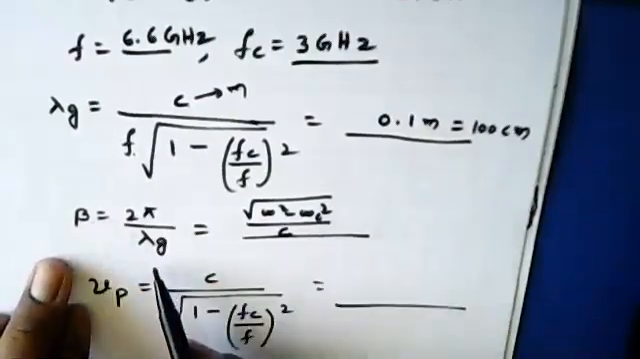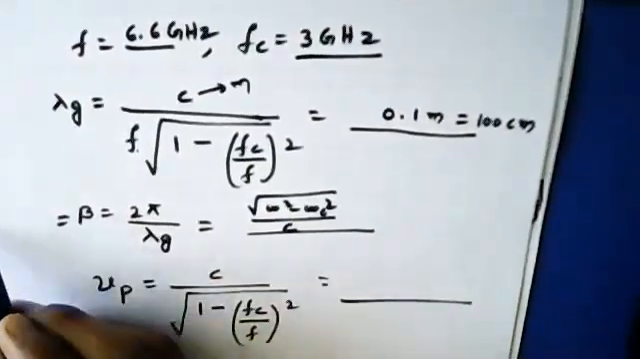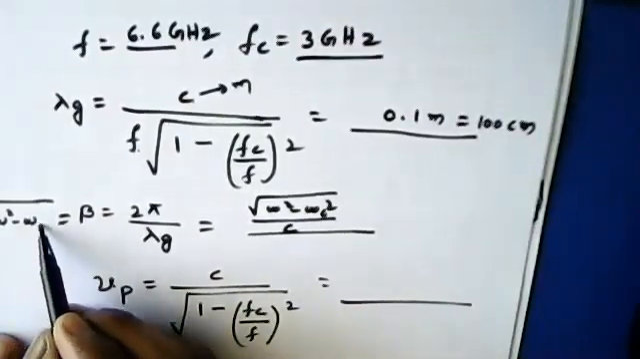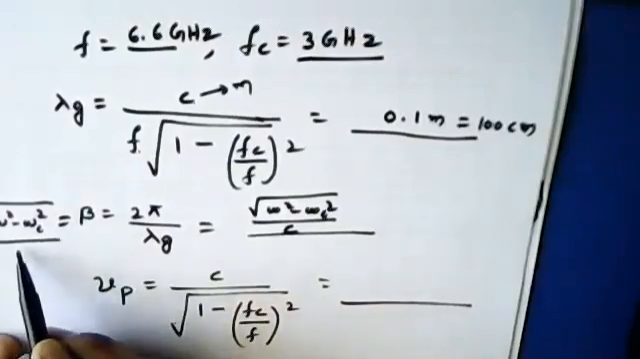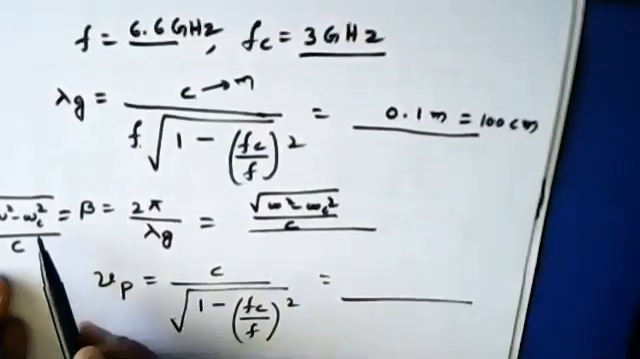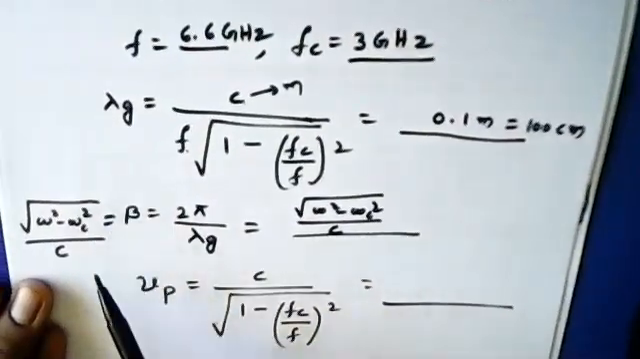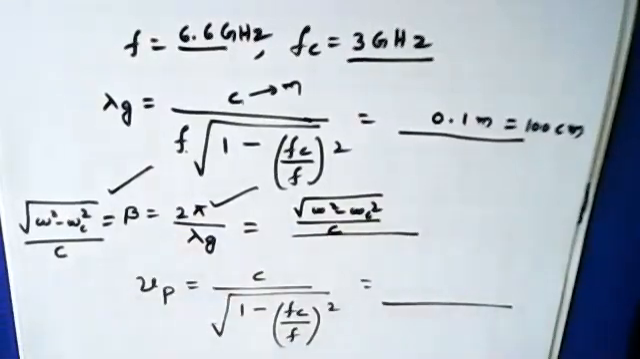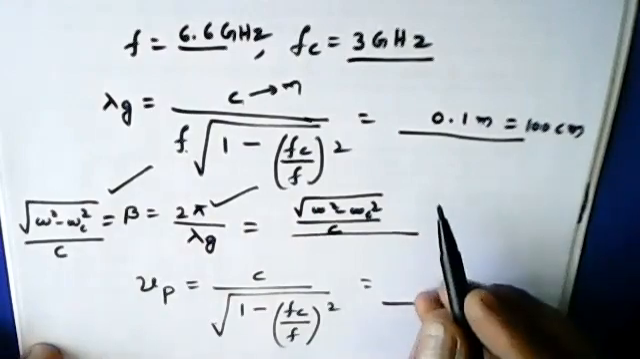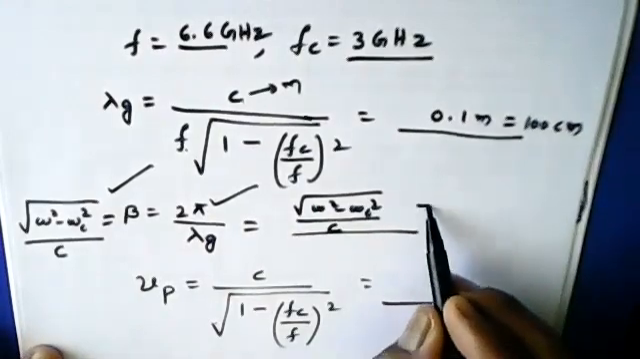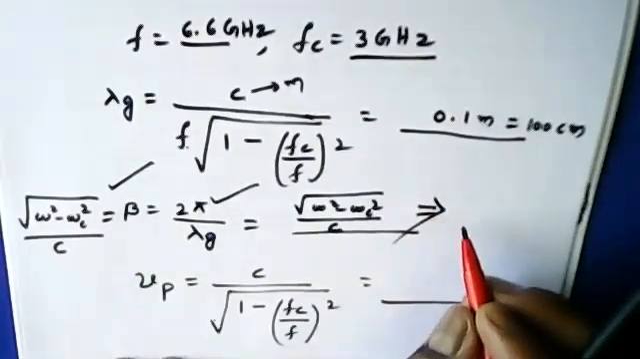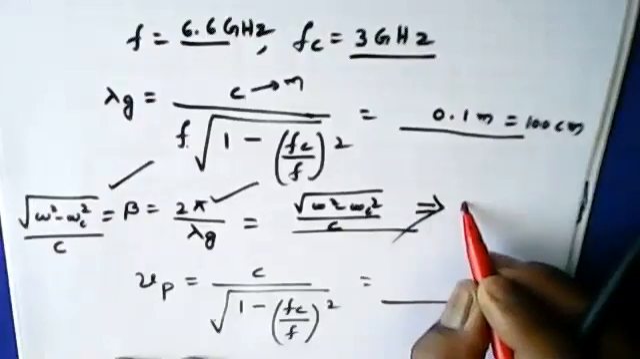Use beta is equal to 2 pi by lambda g, or we can use what we have used in the derivation, omega square minus omega c square, divided by c. We can use this expression also. You can use either this expression or this expression to calculate beta. So from my side, I am going to give the answers here. Beta value from my side, please check whether it is correct or not.